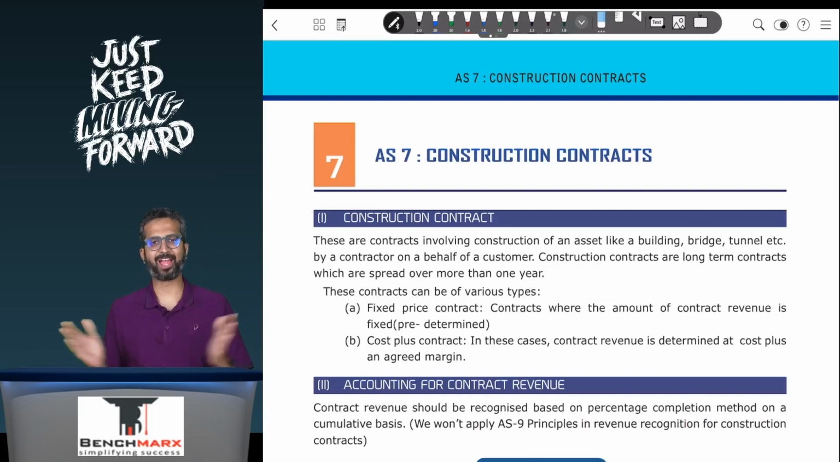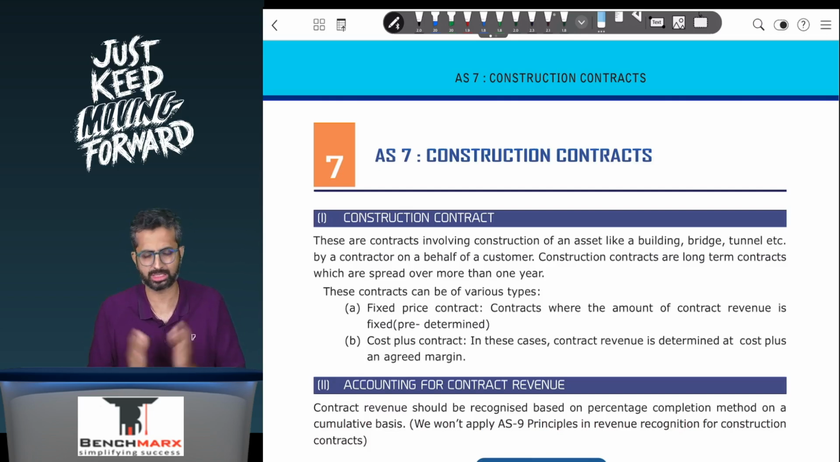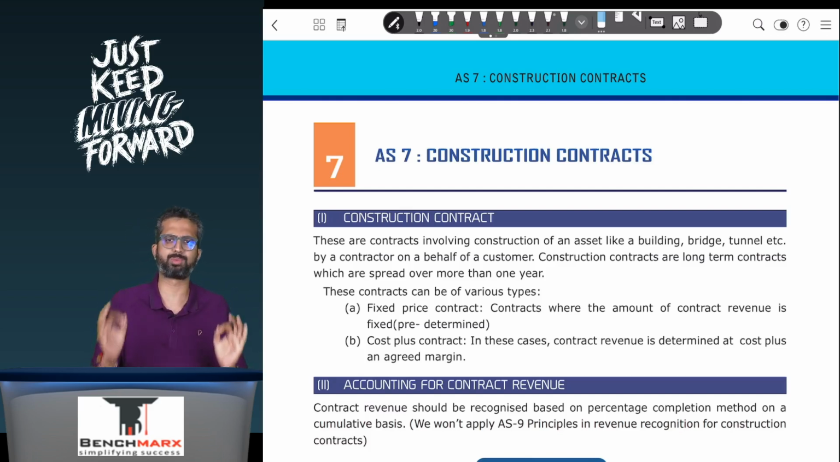Hello everyone and welcome to this session where we discuss AS7. This is on construction contracts. It's an important standard and you will get a numerical question if this comes in your exam, unlike maybe a similar AS9 where you get a case-based question. So when you look at AS7, this is specifically for your construction contracts.